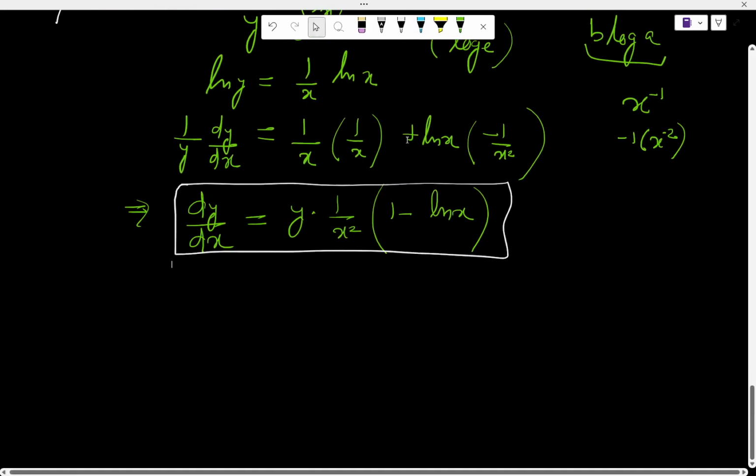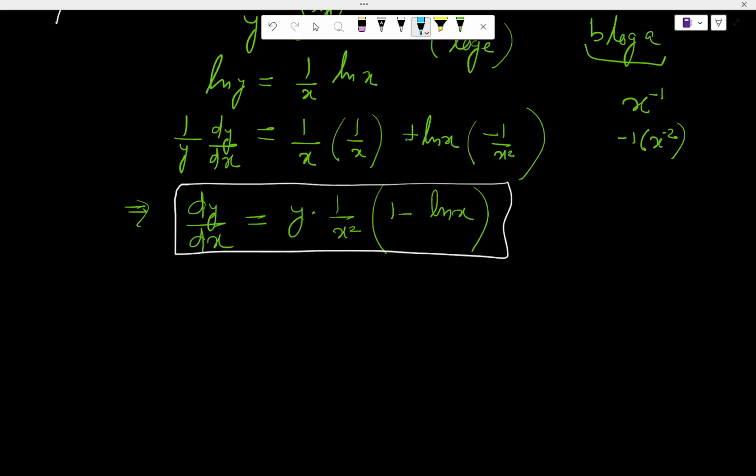Now, at e, it's easy to understand. ln is basically log base e. So we have the property log a base a is basically 1. That's how it works, right? a to the power b equals c, standard log property. I'm not going to elaborate upon that. So ln x at x equals e becomes 1, so the derivative is 0.